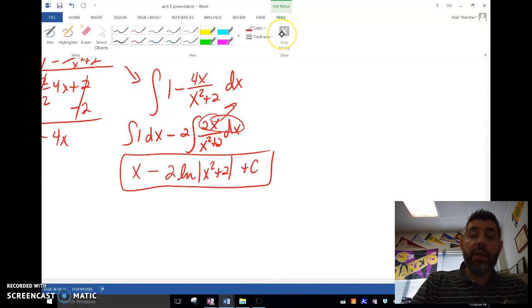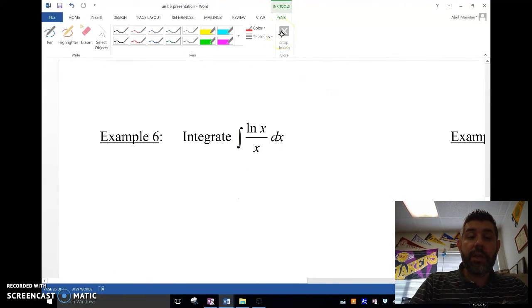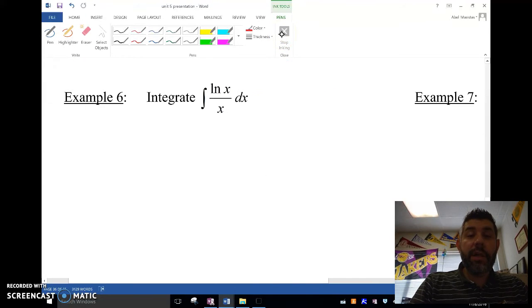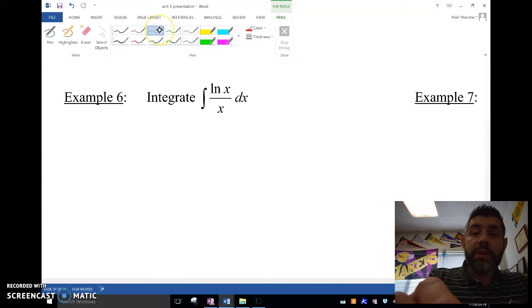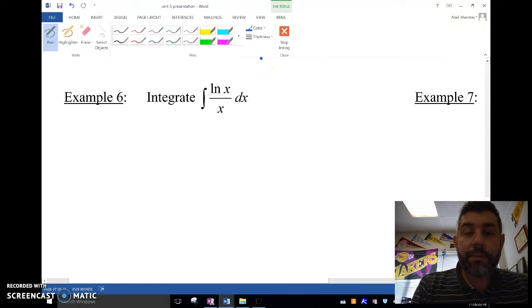There's that one. Let's take a look at a couple more that might be a little interesting here. It's my example 6. Let's integrate ln x over x dx. So what I'm going to do for this one is I know that there's got to be a derivative in here somewhere, right? What's the derivative of ln x? The derivative of ln x is 1 over x. Wow, look at that. So if I rewrote this as ln x times 1 over x dx.